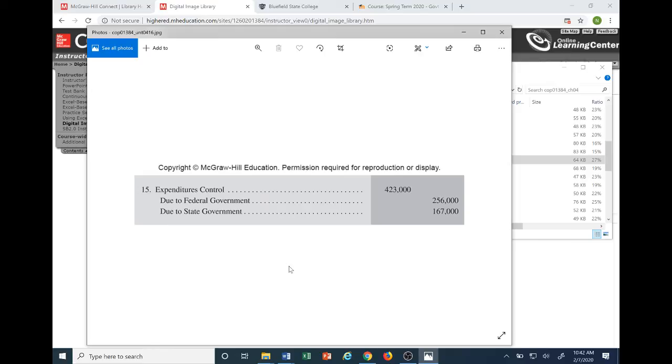They're matching. So this is all the matching concept here, matching the responsibilities of the Medicare, Social Security, and retirement accounts. So obviously that's going to be an expenditure to the government because they have to go over and beyond and match it. So it's coming out of their resources, right? So we're going to debit the expenditures control for the 423, which is obviously the 256 due to the federal government for matching the Social Security and Medicare, and then the 167 to the state government for the retirement accounts that they're responsible for.